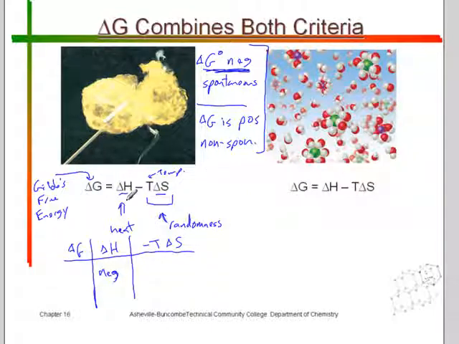Okay, so again, you're factoring in two measures here. Now, I will tell you, in this particular experiment, I actually had to calculate delta S.